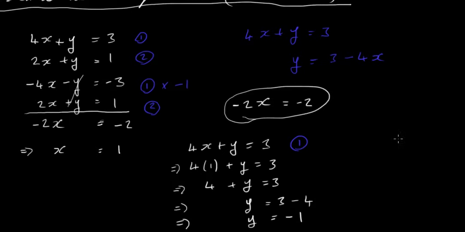So I now know that if I plot my two lines here, this point of intersection here will have an x value of 1 and a y value of minus 1. That's the point of intersection. So my solution is just simply 1, minus 1. Okay, so that's our fairly straightforward example.